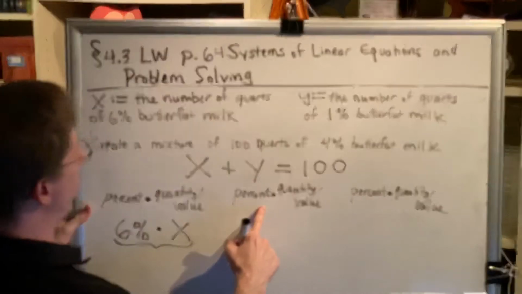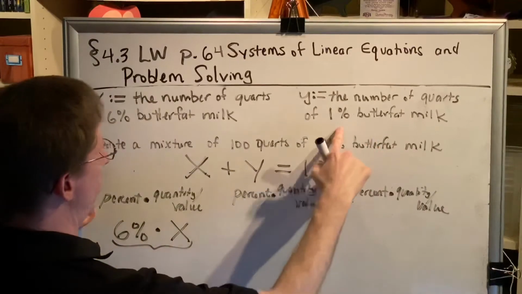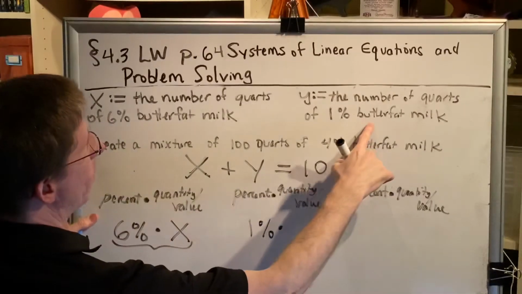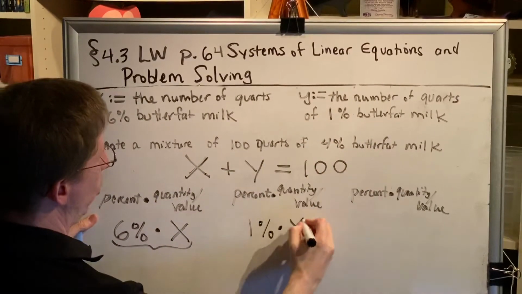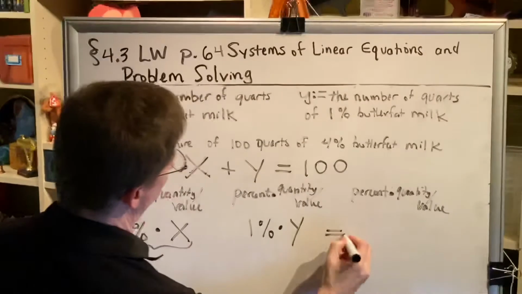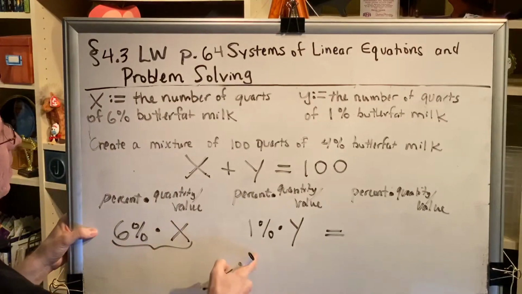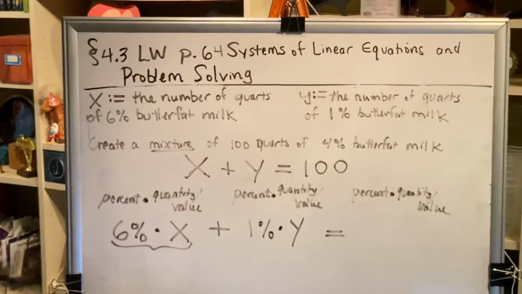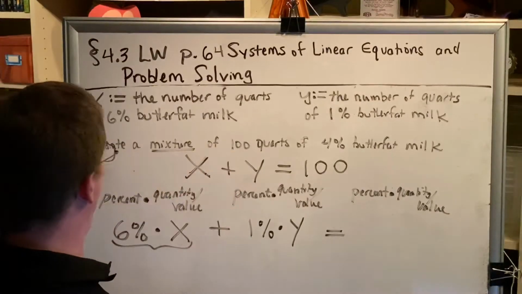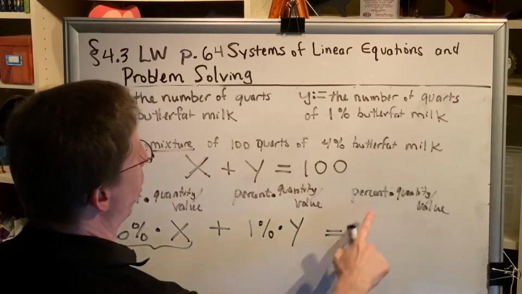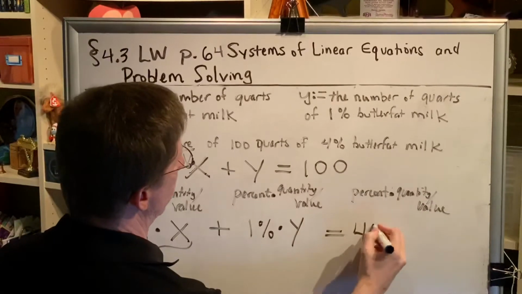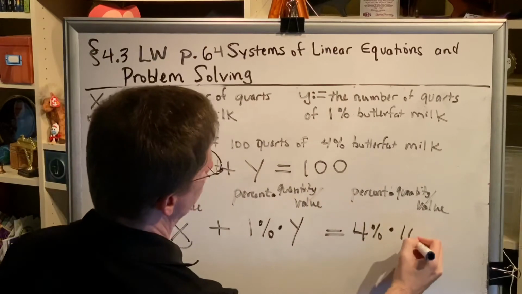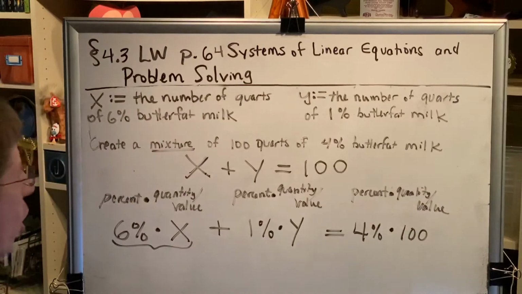This is the amount of fat from the 6% butterfat milk. All right, next one. The percent is 1%. The quantity of 1% butterfat milk is Y. We don't know a number for that. Then we're mixing these together. So mixture means add. And the result needs to be 100 quarts of 4% butterfat milk. So the percent is 4%, and the quantity is 100 quarts. These are our two equations.